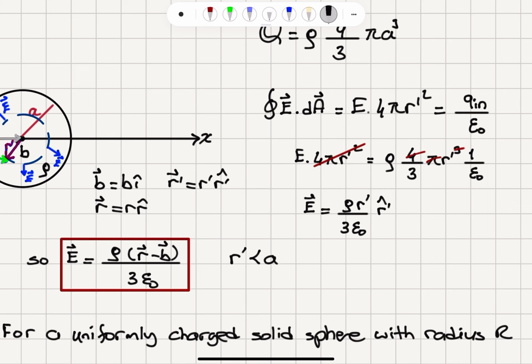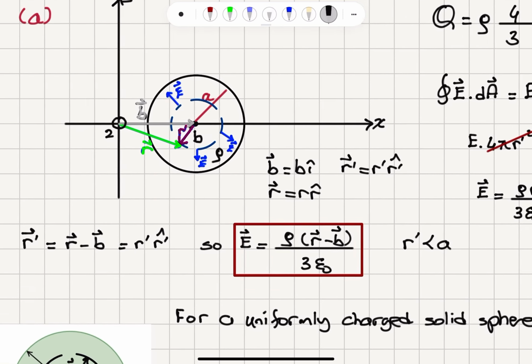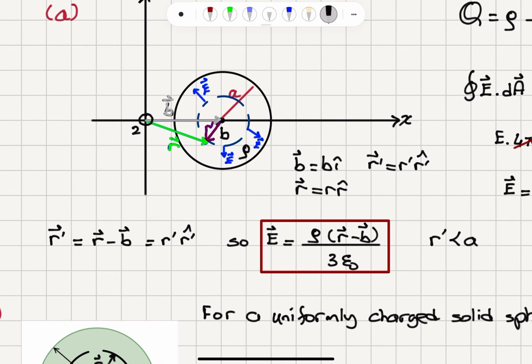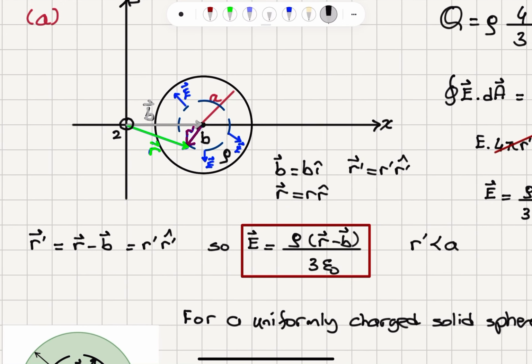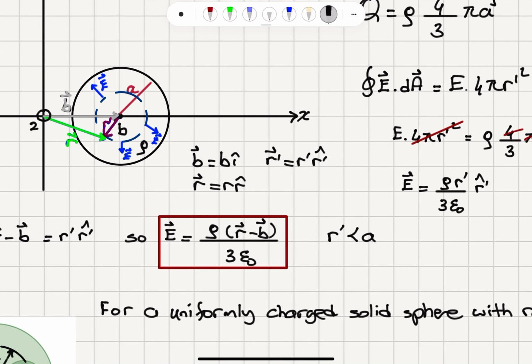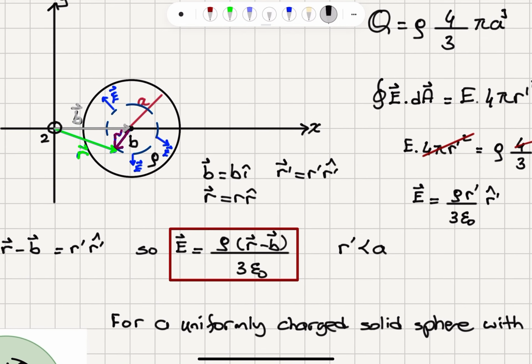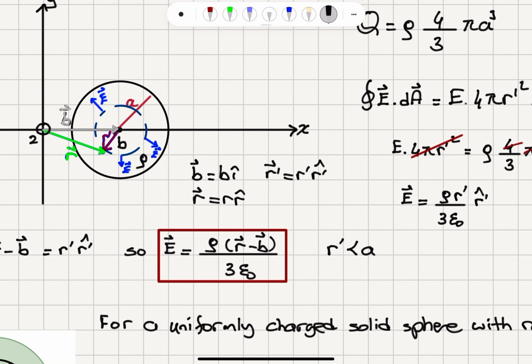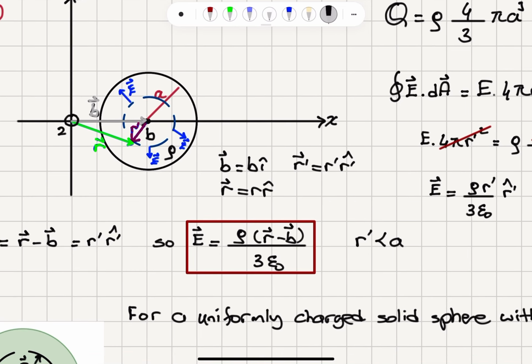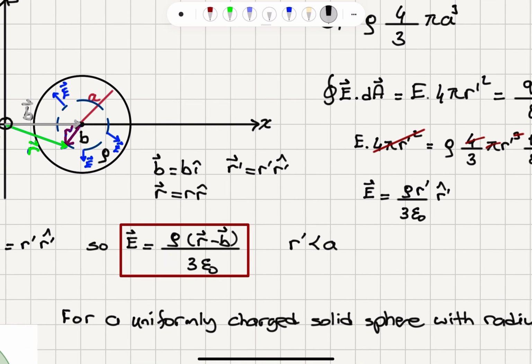Because r prime is related to the vector r minus b, we have this relationship, and the magnitude of r prime, which is the magnitude of the vector r minus b, should be less than a.